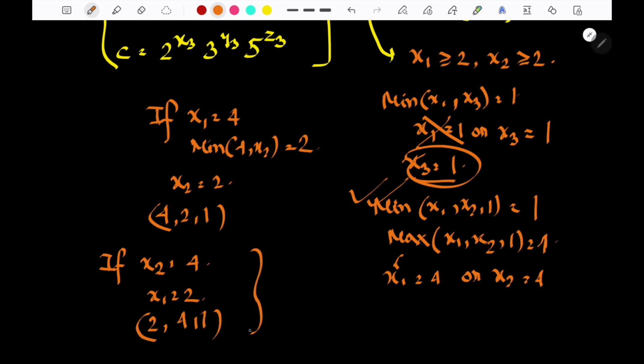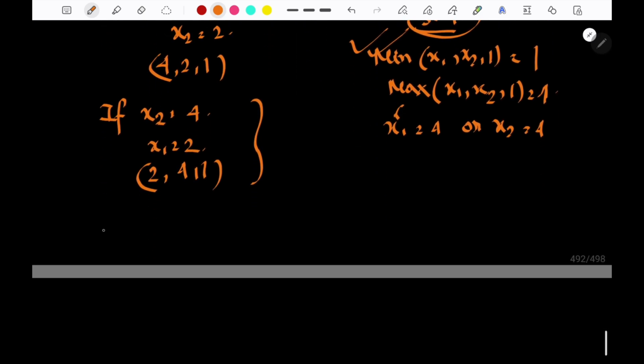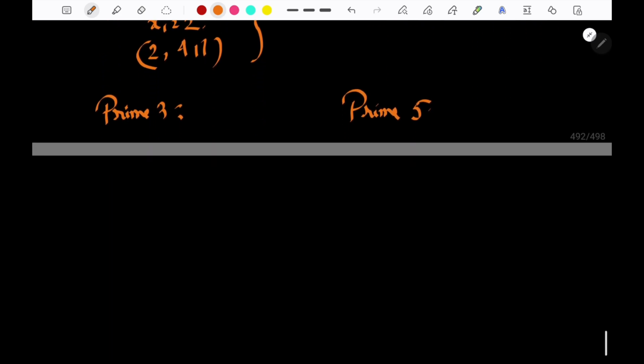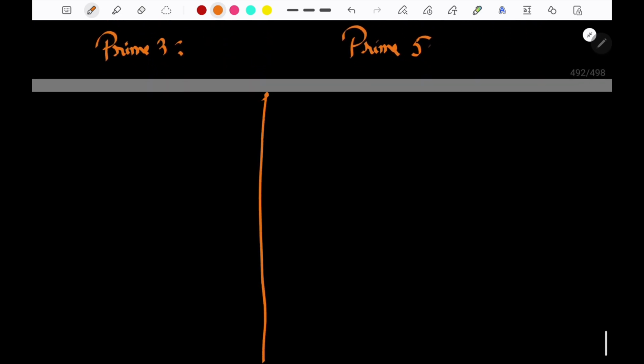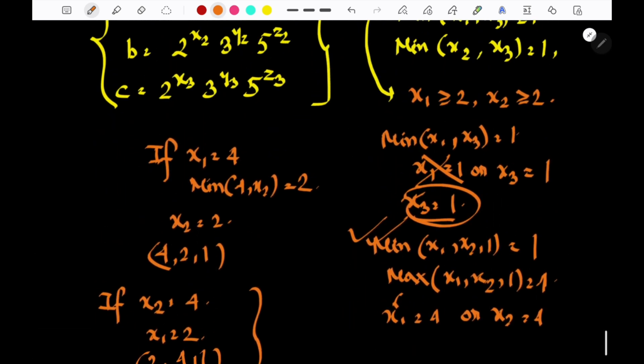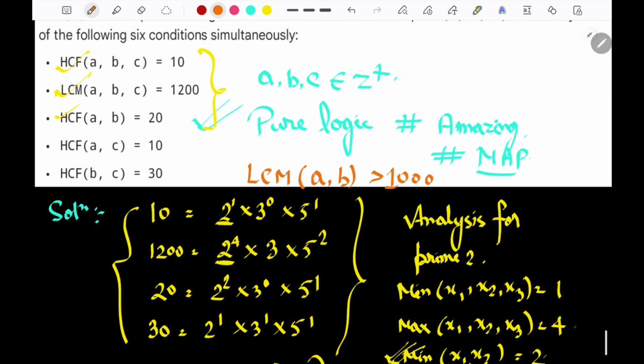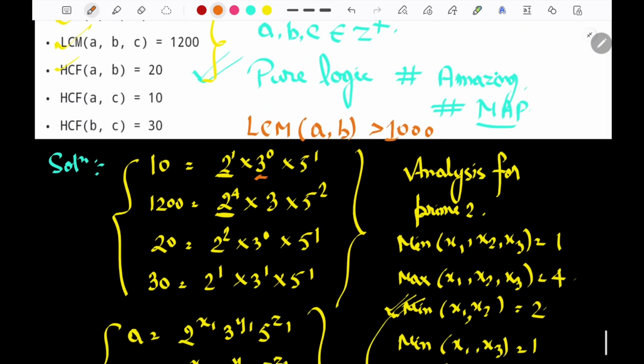So two possibilities here. Again go for prime 3 and go for prime 5. So for prime 3, I'll do the analysis here. For prime 3, what are the conditions? Minimum of y1 y2 y3 will be 0, maximum will be 1.